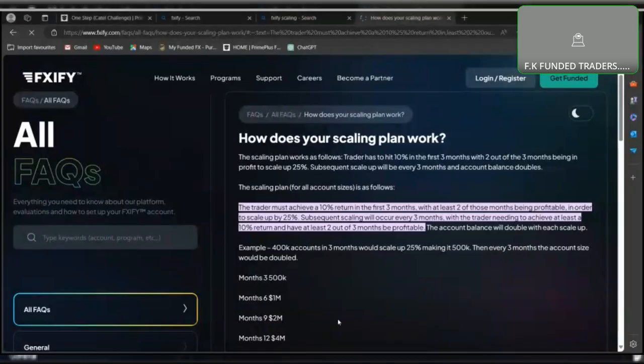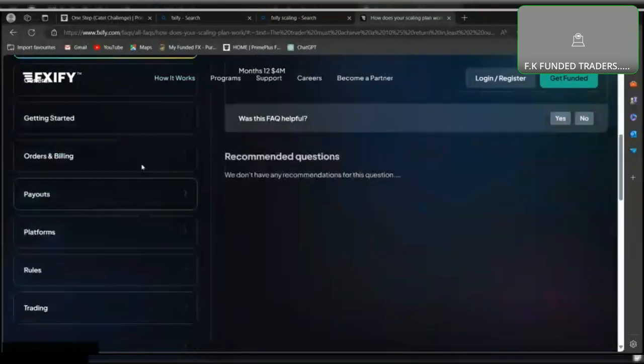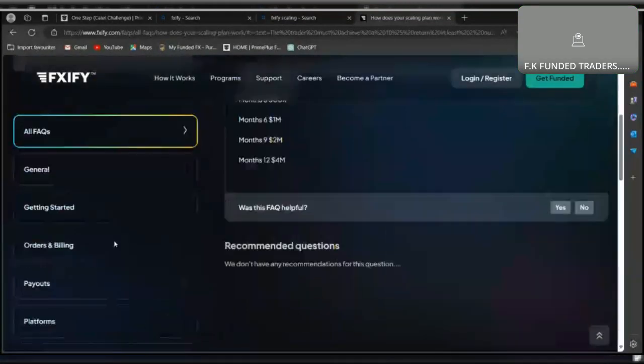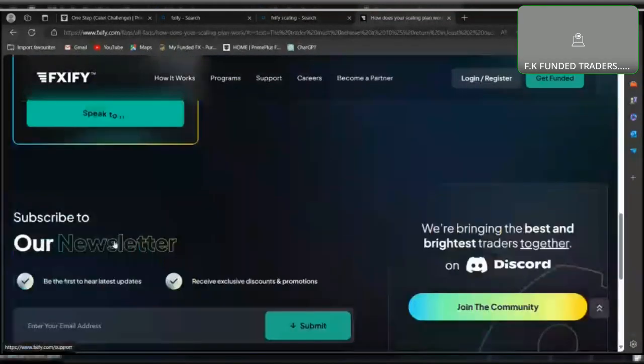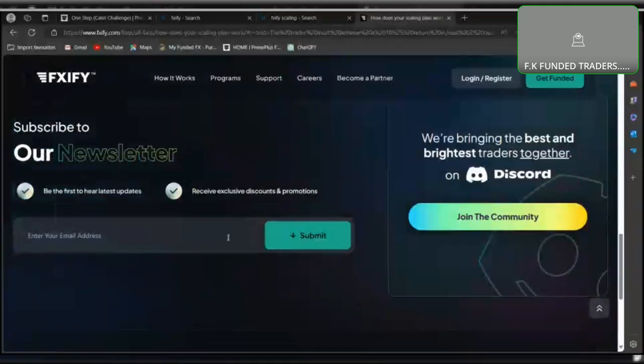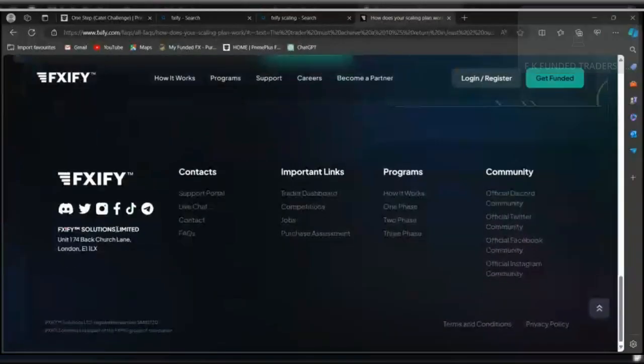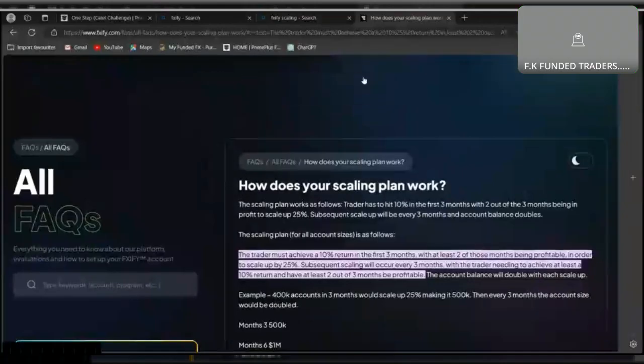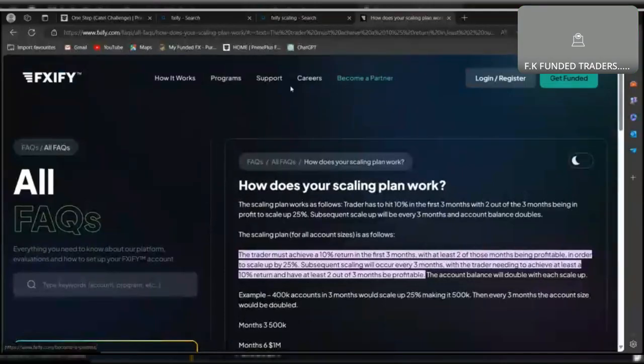So this is Fixed 5. How it works. I want to look at their challenges. These ones they're using MT5 also. They're using MT5. Let me see their program. So let us see their one-step program.